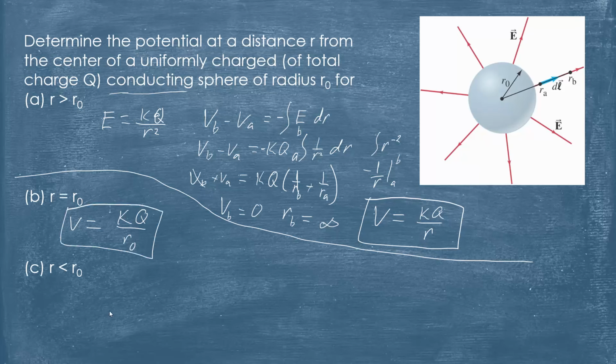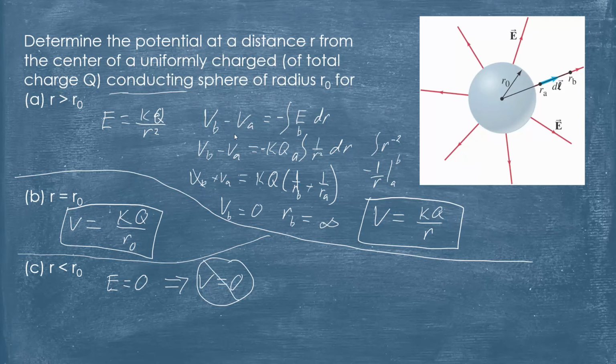Now part C here, this is probably the most important thing. Pay close attention, take some good notes. Inside the sphere, you're going to want to say, well, I know the electric field inside the sphere is 0, so the potential must be 0. No, do not do that.